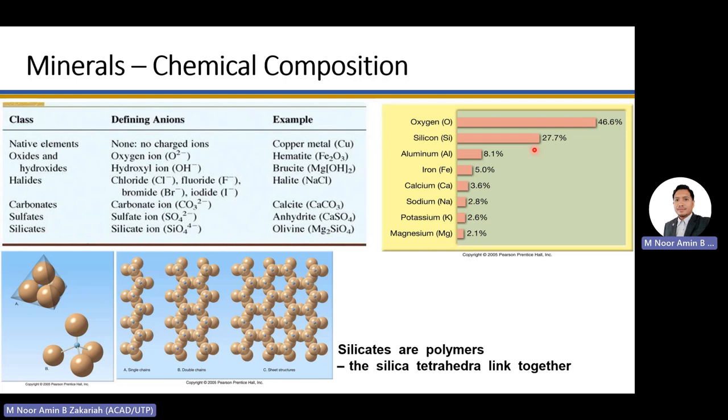And then we have the third one, which is elemental analysis. Elemental analysis is a more precise method of determining the chemical composition of minerals. Elemental analysis can be used to determine the exact amount of each element in the minerals. There are some common chemical elements found in minerals in the earth's crust, such as oxygen, silicon, aluminium, iron, calcium, sodium, potassium, and magnesium. Now, oxygen has the highest percentage of atoms found in minerals, and it plays a major role in making up almost all minerals.